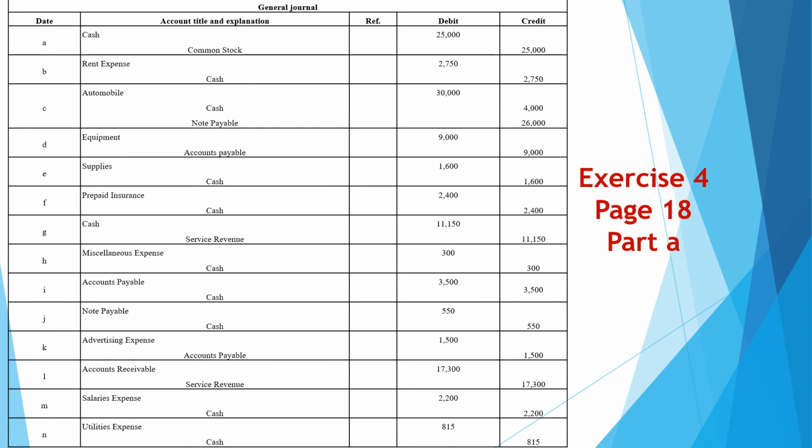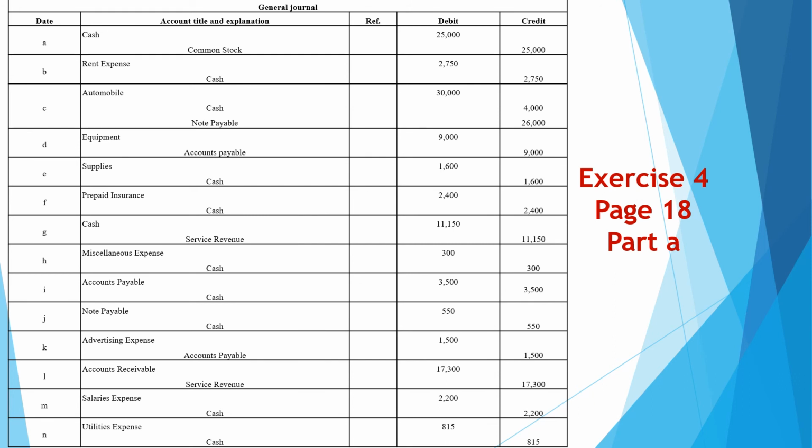Transaction M. Paid salary of assistant 2,200. So on this date, we are paying the salary of the assistant. So we incur a salary expense, and salaries expense should be recorded in debit since it is increasing. And we are paying cash, so the cash will be decreased and recorded in credit.